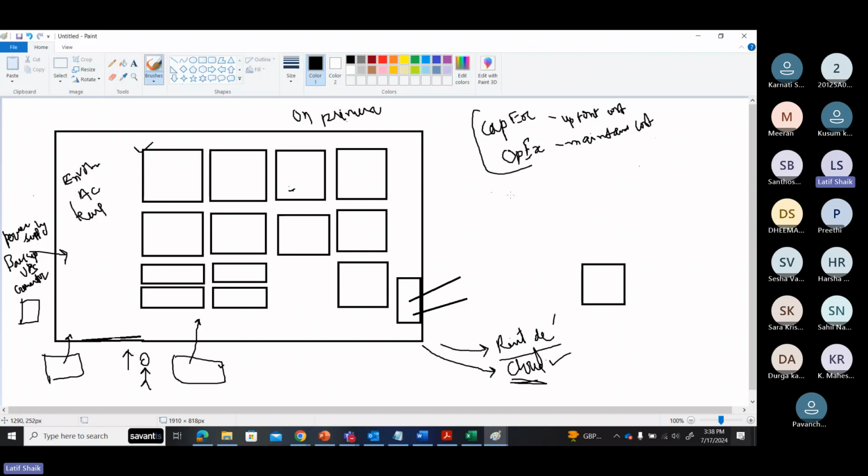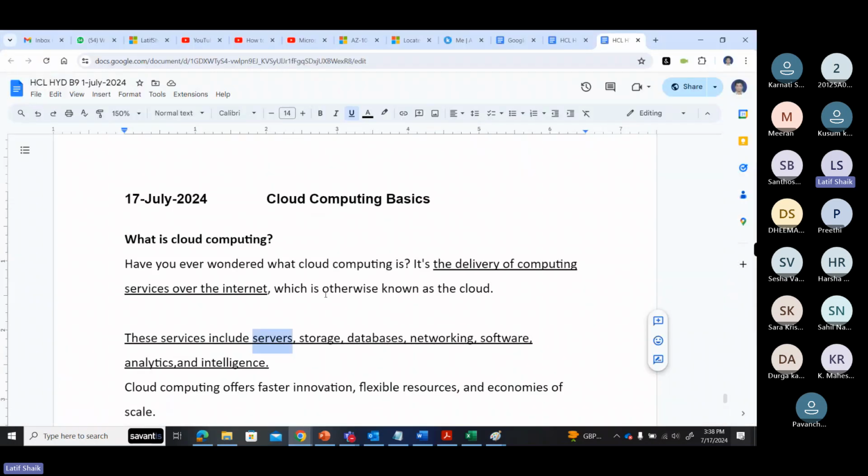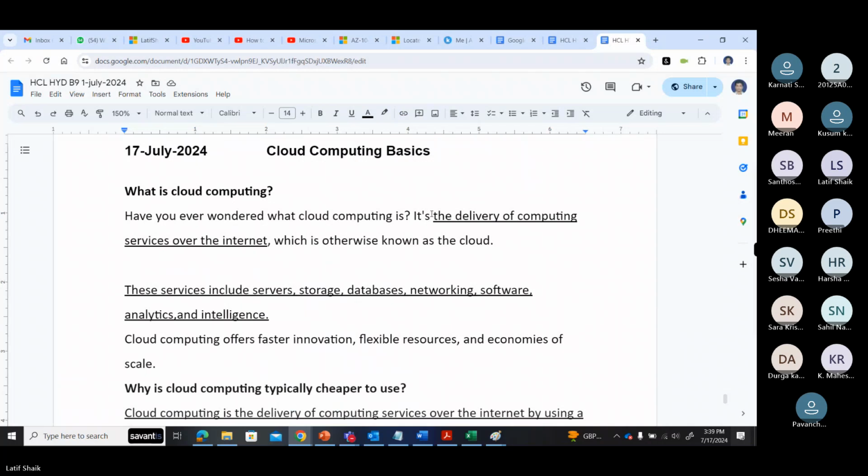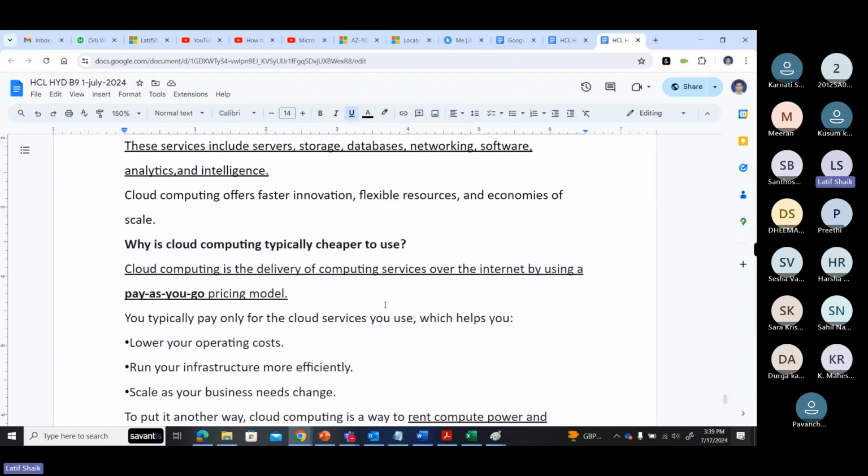The first one is high availability. You guys understand what I'm telling? Yes, sir. Okay. So how does the cloud benefit? It is the delivery of computing services over the internet with a pay as you go model. This is a good one. Cloud computing is the delivery of computing services over the internet by using a pay as you go model. Okay. Why is the pay as you go model important?